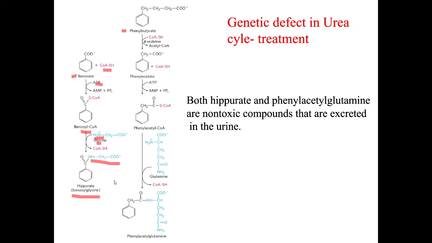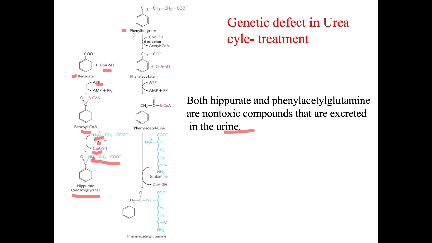Because of this hippurate, you see the structure of the hippurate. We have a benzyl structure and the glycine group attached with it. So that is benzyl glycine, and during this reaction we can remove some of the ammonia. So if you give the patient benzoate, it gets converted into benzoyl CoA and then attaches the amino acid glycine with it, and we get hippurate, and this hippurate can be excreted in the urine.